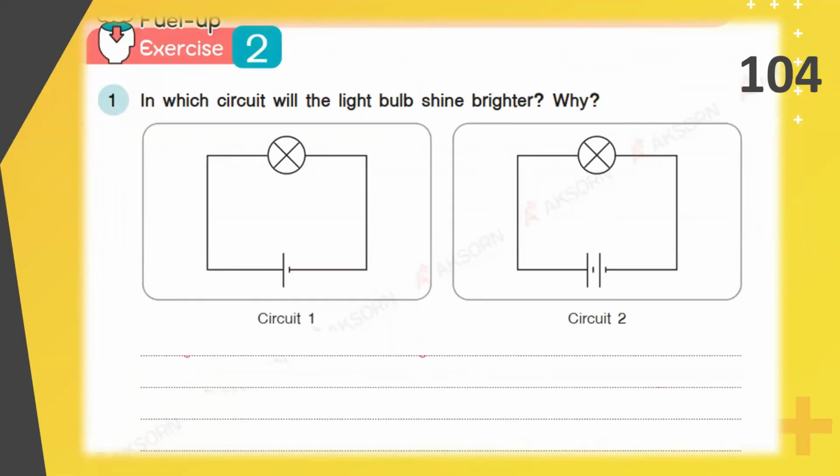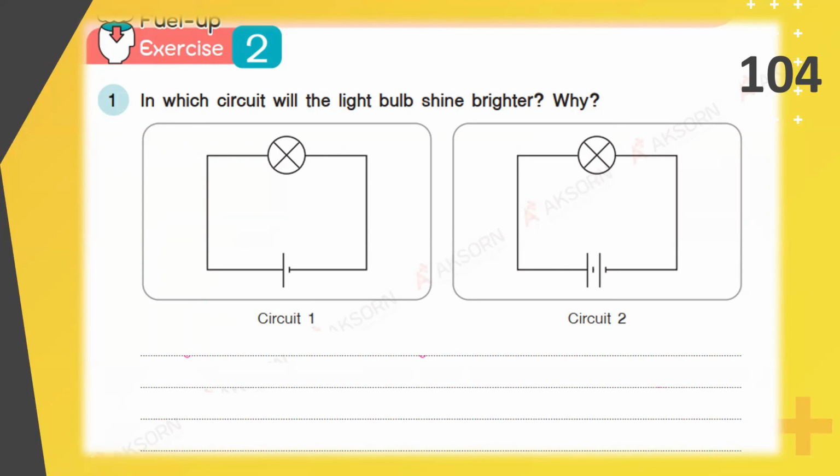Please turn your book to page 104. If you're ready, let's begin. In which circuit will the light bulb shine brighter? Why? So we have here 2 circuits which are illustrated using the symbols. Circuit 1 has 1 bulb and 1 cell. Circuit 2 has 1 bulb and 2 cells. So which do you think will shine brighter? Is it circuit 1 or circuit 2?